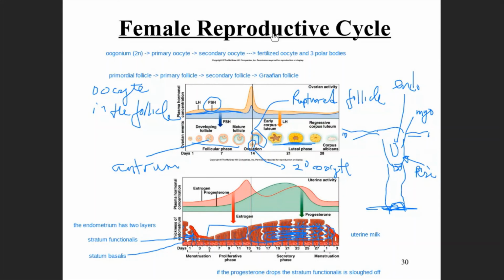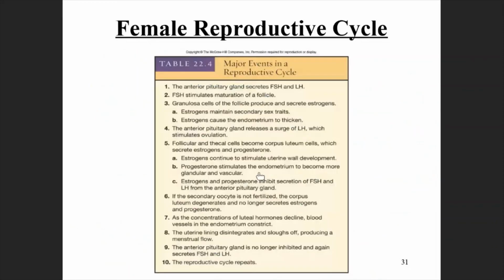So this is a very important slide to look at the ovarian cycle as well as the uterine cycle. These have to coincide so that should you have fertilization, the endometrium is prepared for implantation. All right, so you can actually read this. It's kind of like a summary.